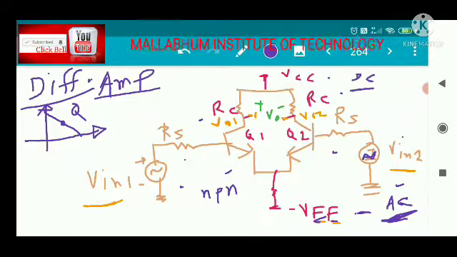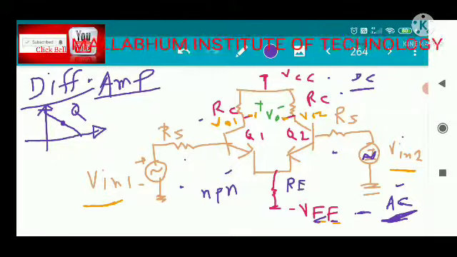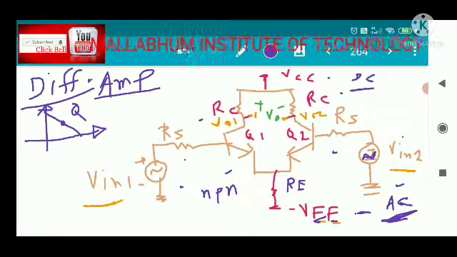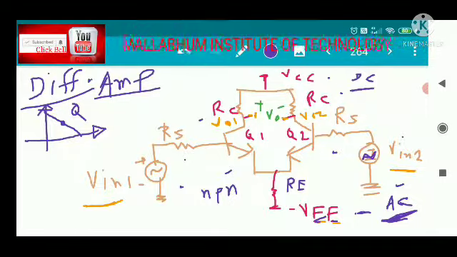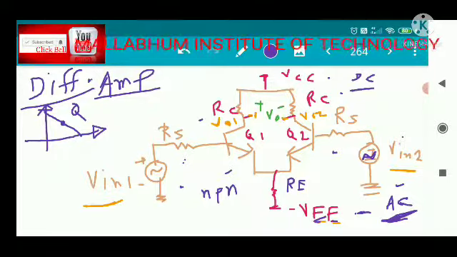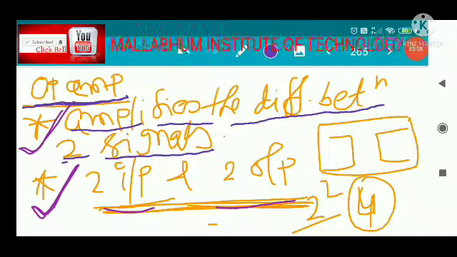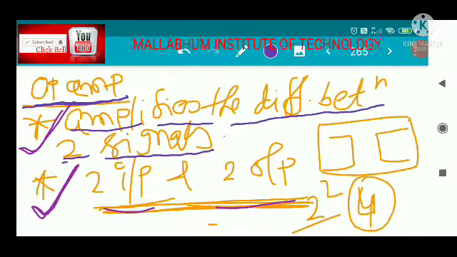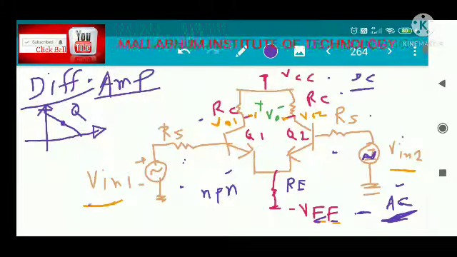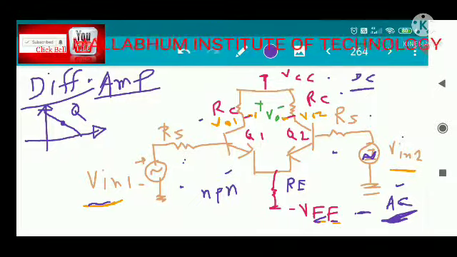And all the others: there is a collector resistance, and there is an emitter resistance, this resistance is your RE. So this is your emitter resistance, and the two emitter terminals are connected and pass through the emitter resistance to the ground, and at the base terminal RS is connected, a series resistance. So this is all about the circuit. You can also see from the circuit diagram that two inputs are being used, and there are also two outputs, V01 and V02.